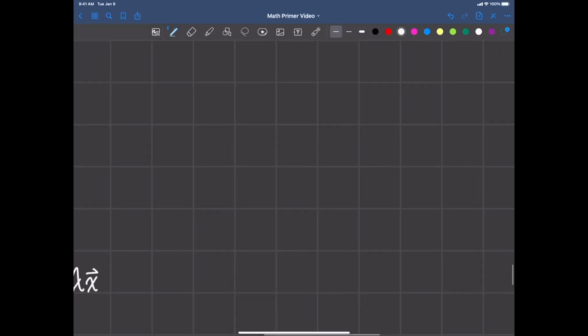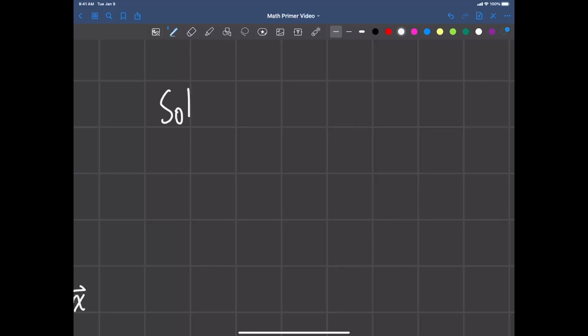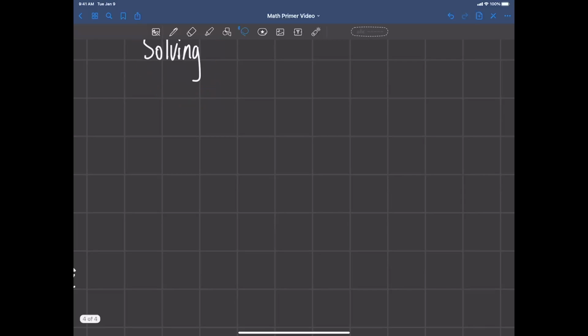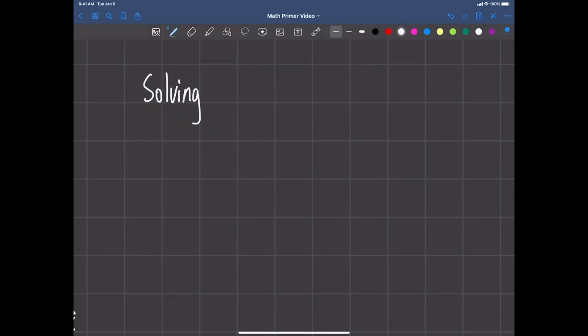Now, how do we solve for eigenvalues and eigenvectors? Let's move this up. So let's derive how we solve for eigenvectors and eigenvalues. Given the square matrix A, we know that the square matrix times the vector x is equal to the scalar, the eigenvalue, times the eigenvector x. If we manipulate this, we can see that this is true if we subtract lambda x on both sides.